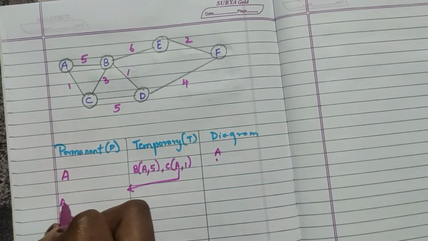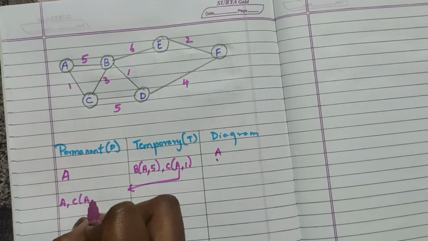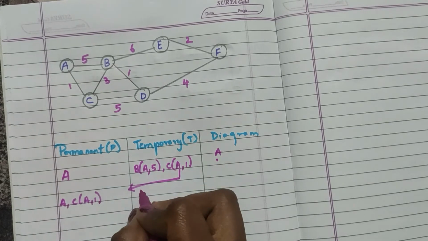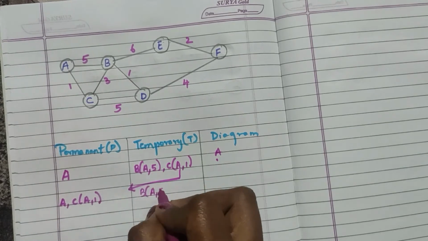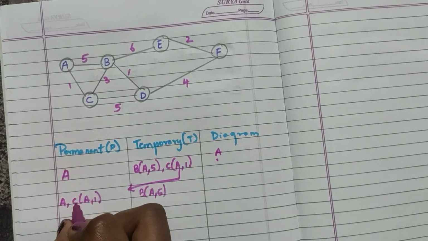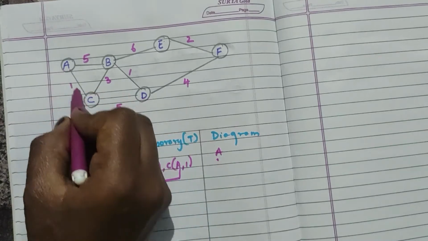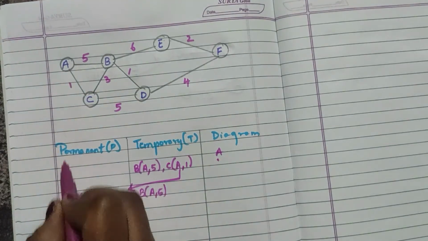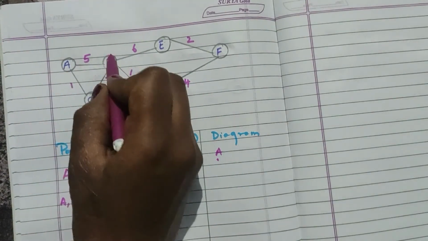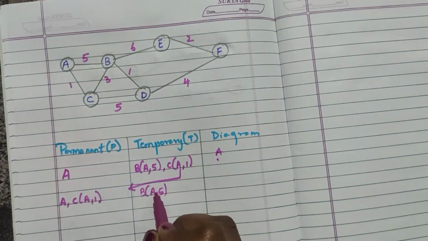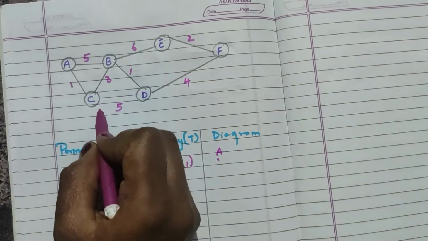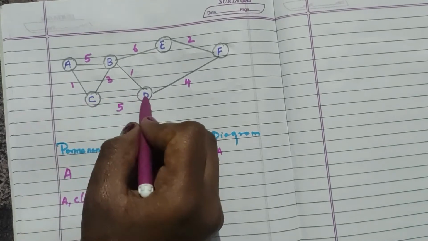Now we have A, C of A comma 1. The remaining is B of A comma 5. Now C has come into the permanent table. C's neighboring nodes are A, B and D. A is already in the permanent table, so you just leave it. B is already there, but we have another way to find B. And now the neighboring node is D.